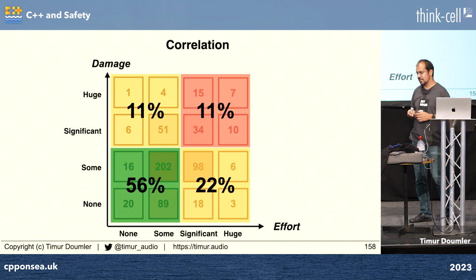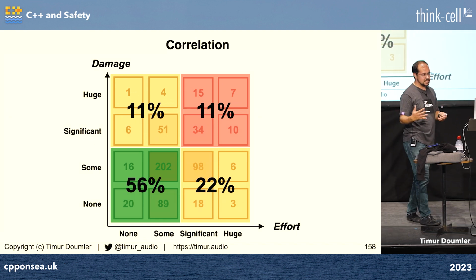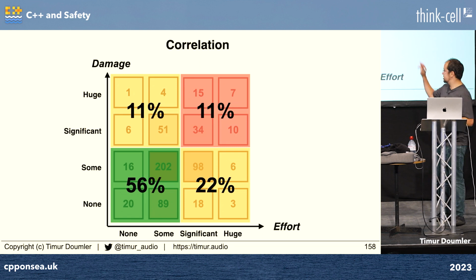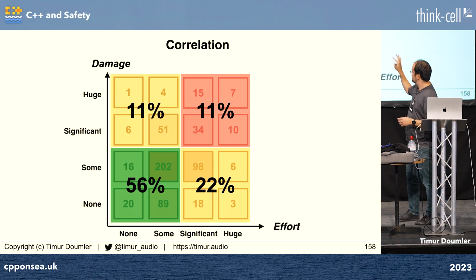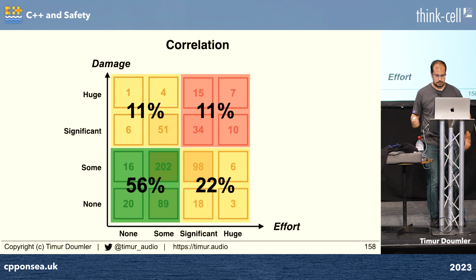And then we have 11% of people in this really unhappy quadrant that are saying, we are trying really hard to mitigate it, but we're still very much negatively affected by it. So that's the quadrant where maybe C++ is not the right solution for them, or maybe they should do something differently. Maybe there are other mitigations that they should use that they're not using.